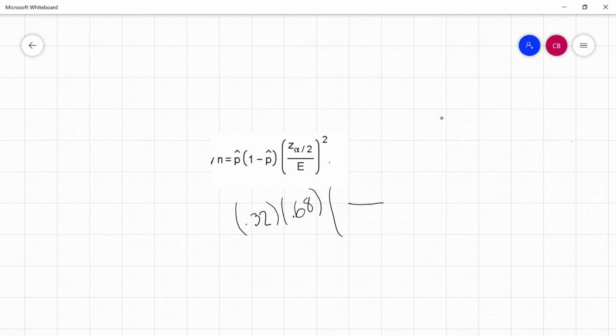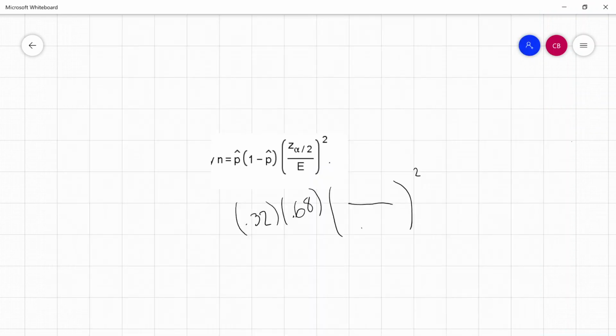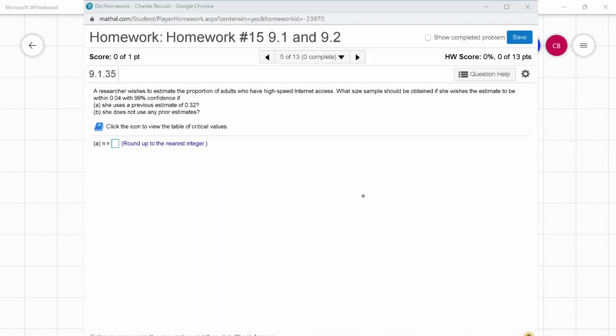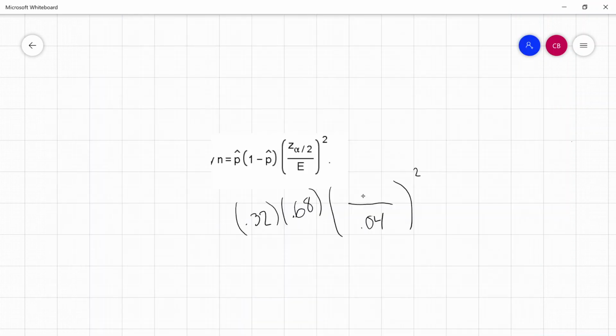Now z alpha over 2 and e you have to get from the problem. E is easy, that's going to be the margin of error, 0.04. But the z value comes from this chart. Since we're dealing with a 99% confidence interval, that's here at the bottom, and we're looking at 2.575. So that's where we're going to put 2.575.